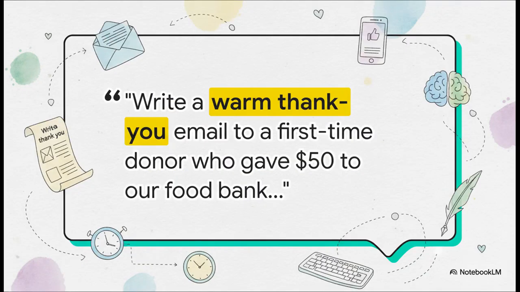But check this out. This is the AI solution. Look at how specific this prompt is. You're telling it the tone, warm. The context, a first-time donor. The impact, feeds 10 families. And the call to action, invite them to volunteer. You give it these clear instructions, and in seconds, you get a fantastic first draft that you can quickly polish and send. That's a game changer.